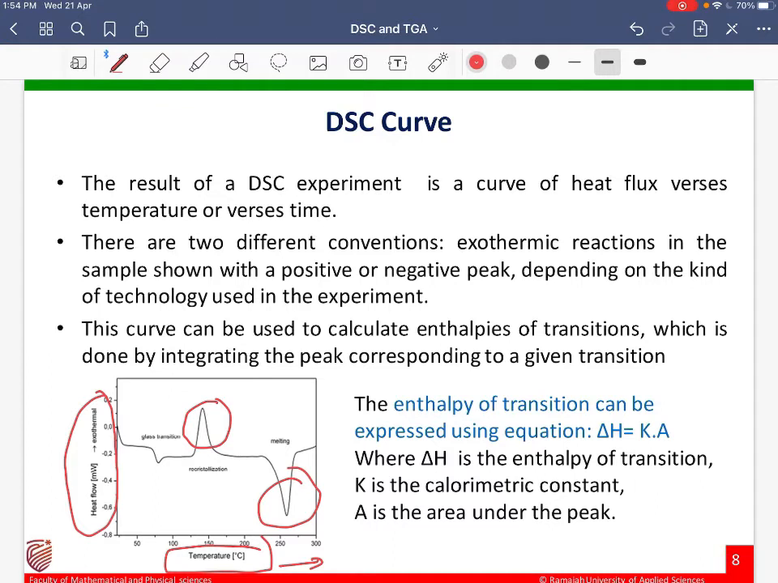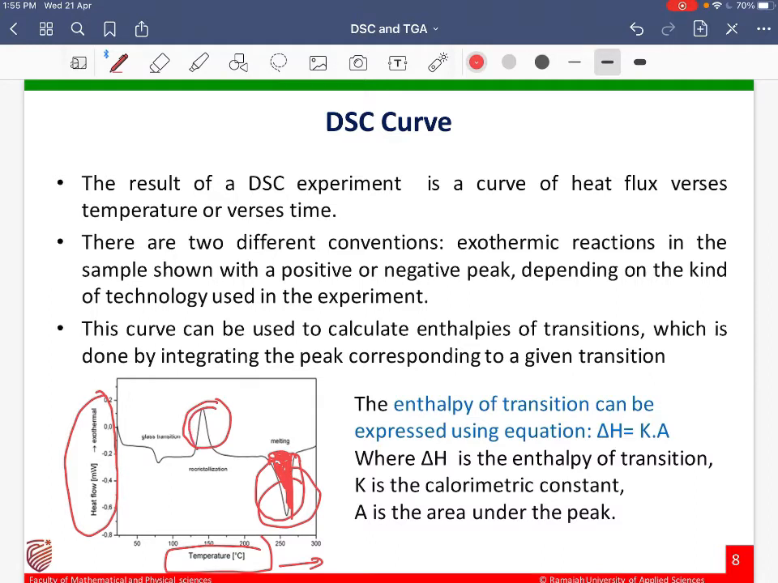There are two different conventions. Exothermic reactions in the sample are shown with a positive or negative peak depending on the kind of technology used in the experiment. This curve can be used to calculate enthalpies of transitions, which is done by integrating the peak corresponding to the given transition. For example, this peak is for melting. If you take the area under that peak for the melting, then we will get information about the enthalpy of melting.